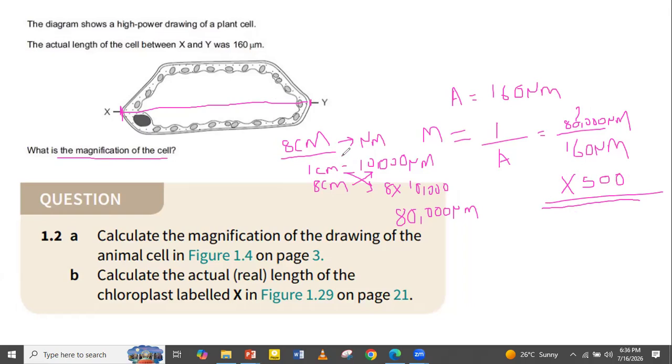You can try out more questions. Remember, the more questions you try out, the better.